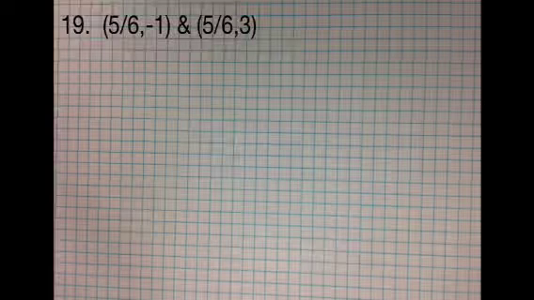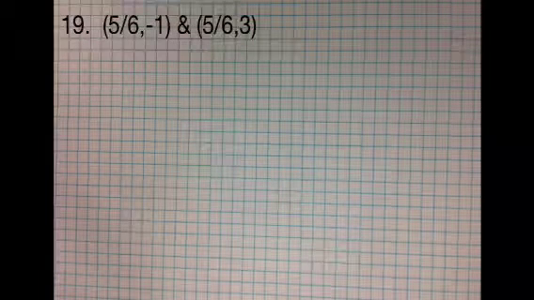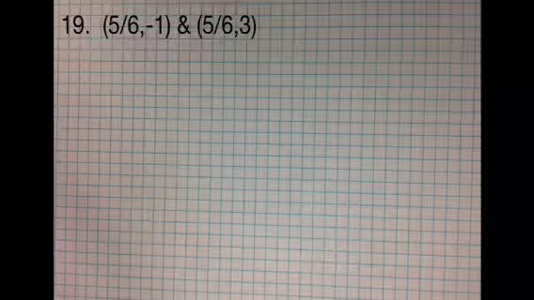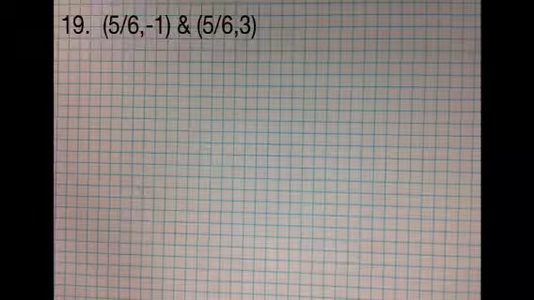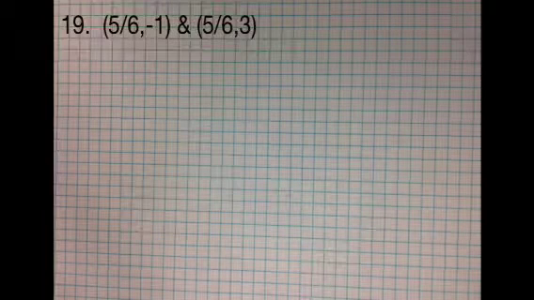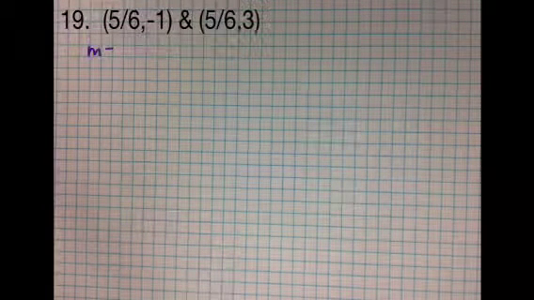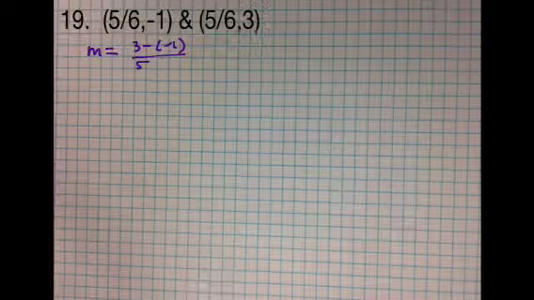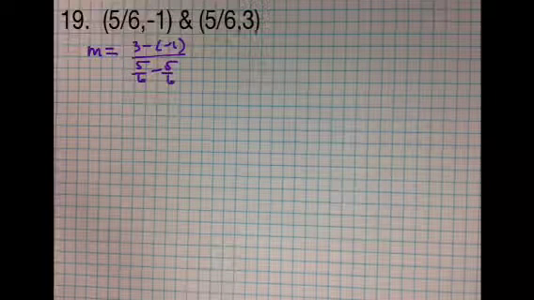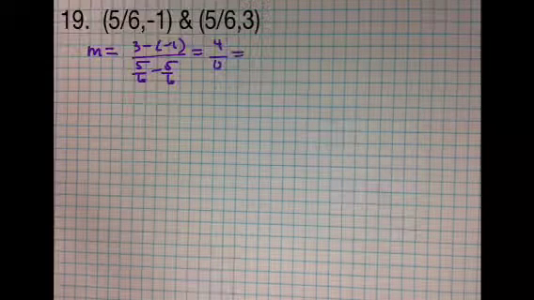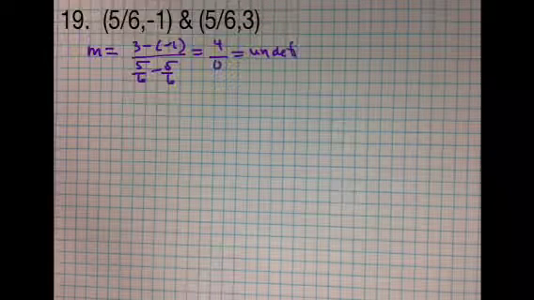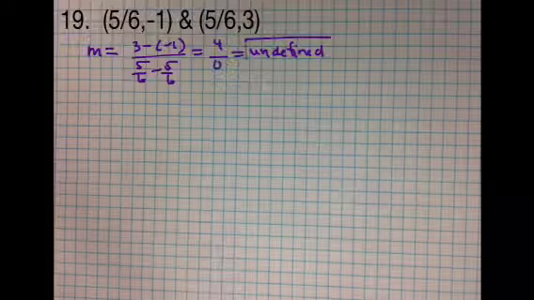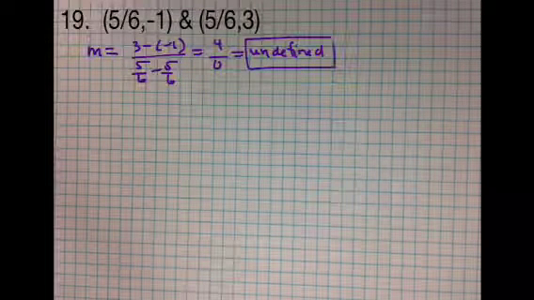Okay, for number 19, they want you to write an equation, use slope-intercept form if possible, and if not possible, explain why, and then use a graphing utility to graph a line. So we'll just graph it by hand. Okay, first let's find the slope. So m, difference in the y's over difference in the x's. So that's 4 over 0, undefined. So we know that this line is going to be a vertical line. The slope is undefined.